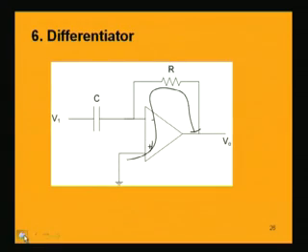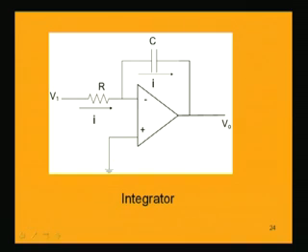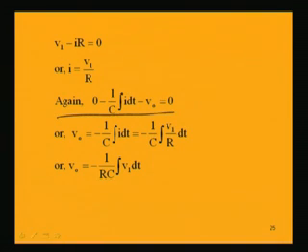Now, for the other loop, starting from ground, the voltage across this capacitor is 1 by C integration I dt. So, if I proceed from ground and apply Kirchhoff's voltage law, 0 minus 1 by C integration I dt minus V naught equal to 0. So, this is the equation. From here we get V naught equal to minus 1 by C integration I dt.